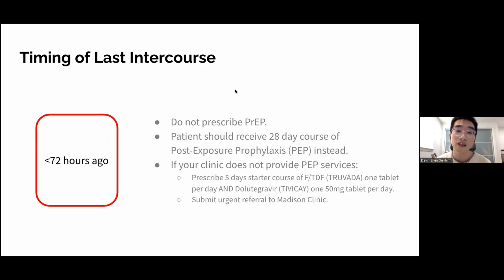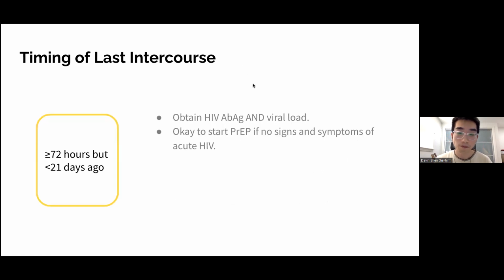So if the last condomless intercourse was less than 72 hours ago, then the patient should not be prescribed PrEP. And instead, they should be getting a 28-day course of post-exposure prophylaxis. And if your clinic does not provide post-exposure prophylaxis, then you can give them a 5-day starter course of Truvada, 1 tablet a day, and dolutegravir, 1 tablet a day, and submit an urgent referral to the Madison Clinic for counseling on post-exposure prophylaxis.